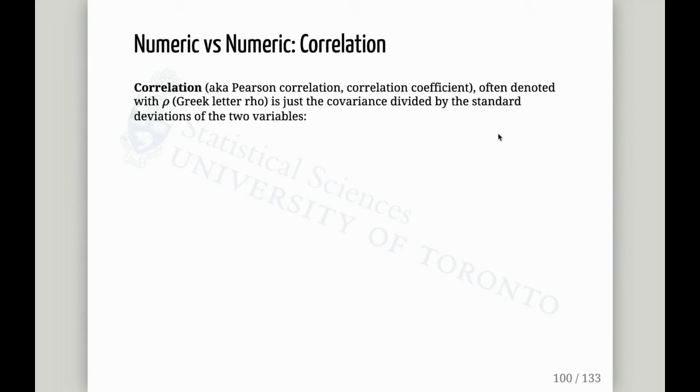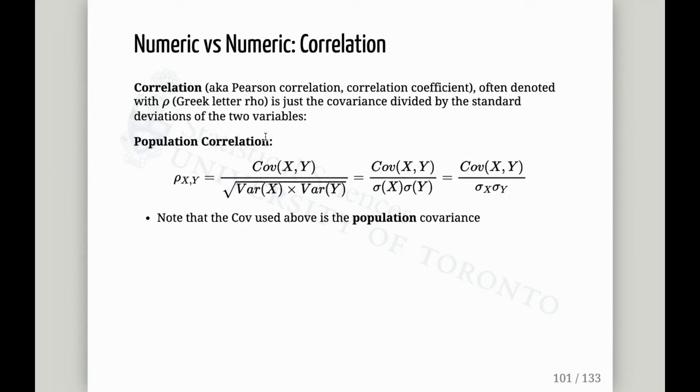Correlation, you might have seen it as Pearson correlation or correlation coefficient. It's often denoted by rho, which is a Greek letter. And it's just the covariance divided by the standard deviations of the two variables. So population correlation is the covariance of the population divided by the standard deviation of each. This is how I remember it: take the variance of both, multiply together and take the square root. That's the same as the covariance of both divided by the standard deviation of each.